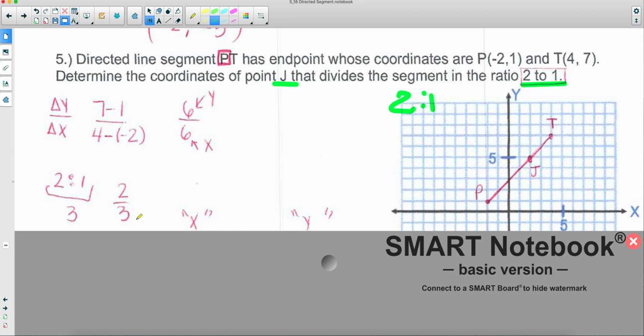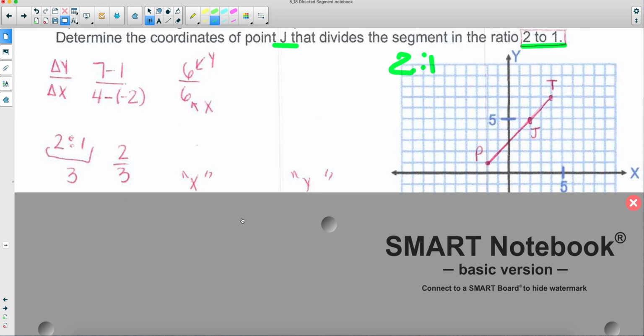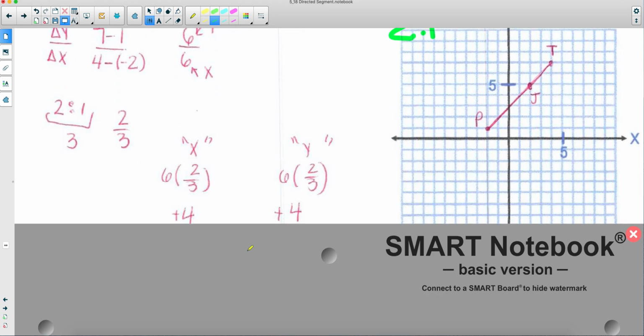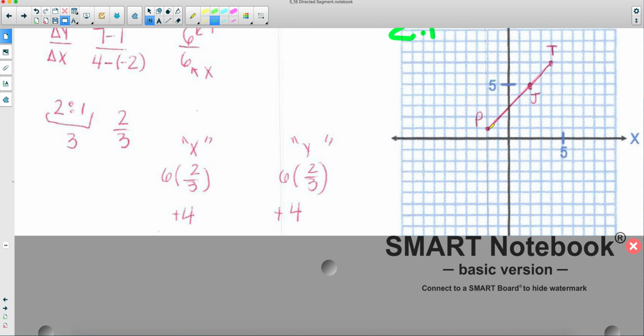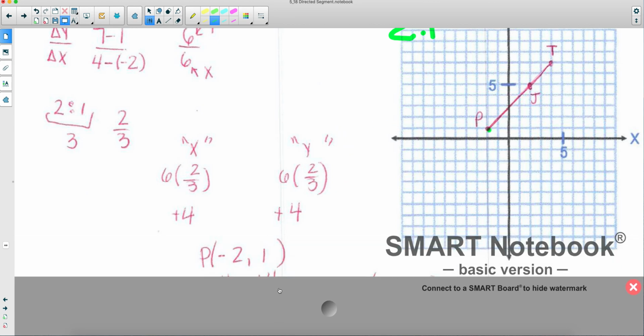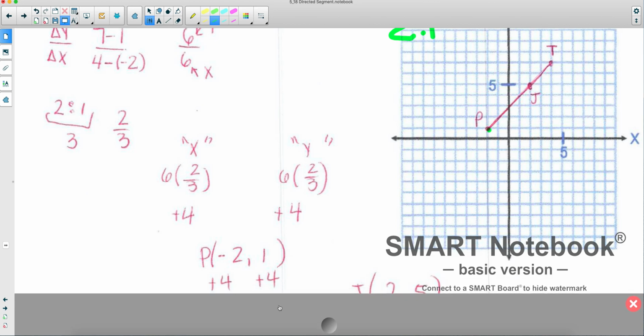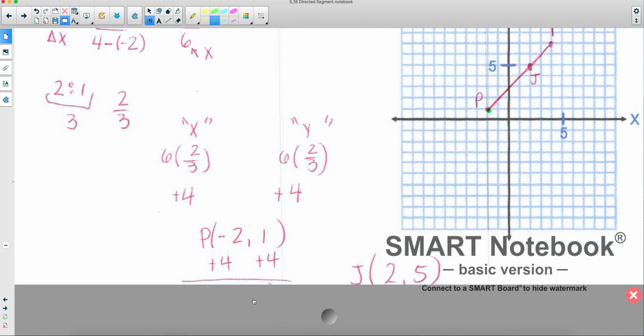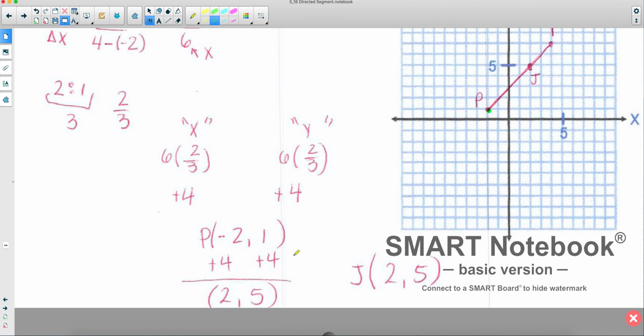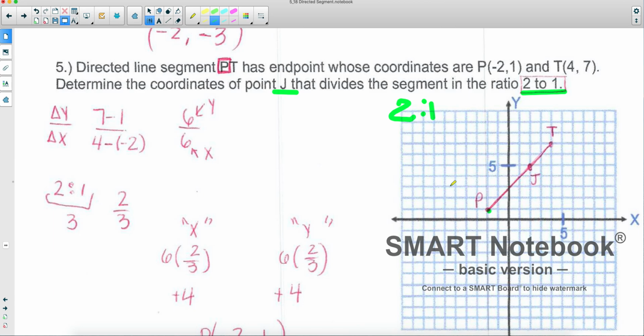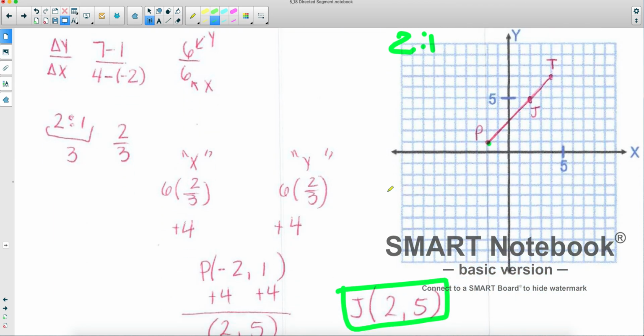We're going 2/3 of the way, right? So 2/3 of our x and then 2/3 of our y. Here we have it. So it's a +4, +4 to point P. And point P is (-2, 1). So you put -2, 1, add 4 to x, add 4 to y, gives us (2, 5). So our new point J will divide this into a 2 to 1 ratio. Okay, and there it is.